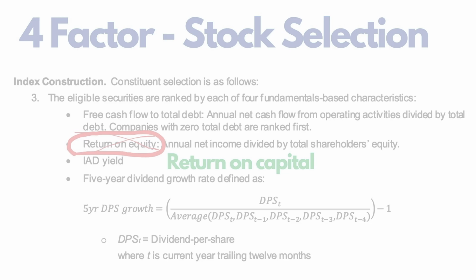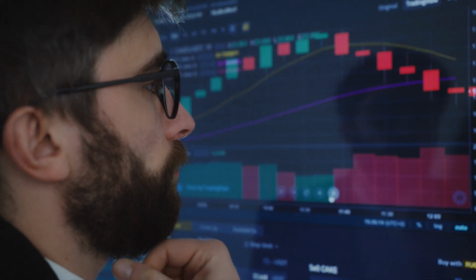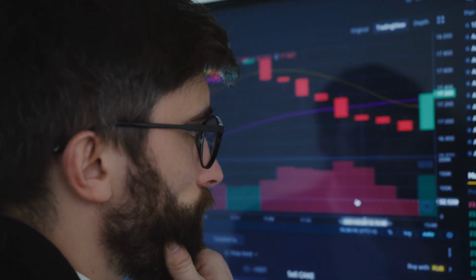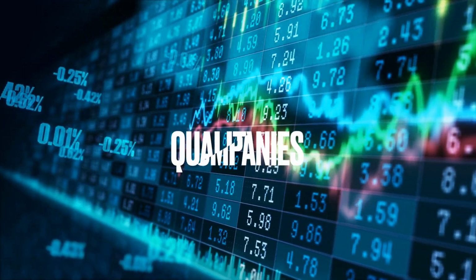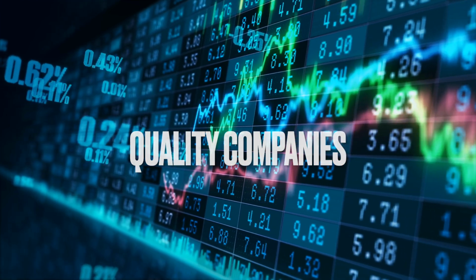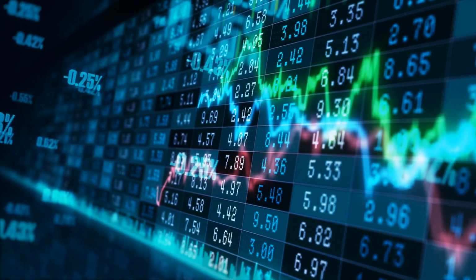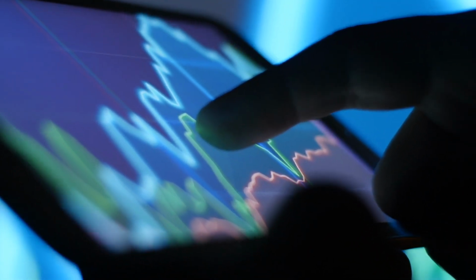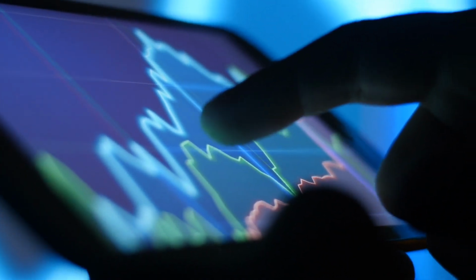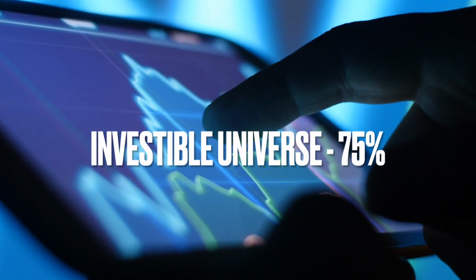Alright, now that you understand the process a little more, let's get back to the question at hand. Why does this strategy work, and can it continue working in the future? I believe the strategy works primarily because of its focus on finding quality companies when coming up with the investable universe. Quality companies generally perform in line or better than the average stock market return, especially when measured over longer periods of time. So by targeting companies that have a statistical probability to meet or exceed the stock market return, we increase our odds of achieving a solid rate of return. I think the investable universe is about 75% of the reason why this strategy works.